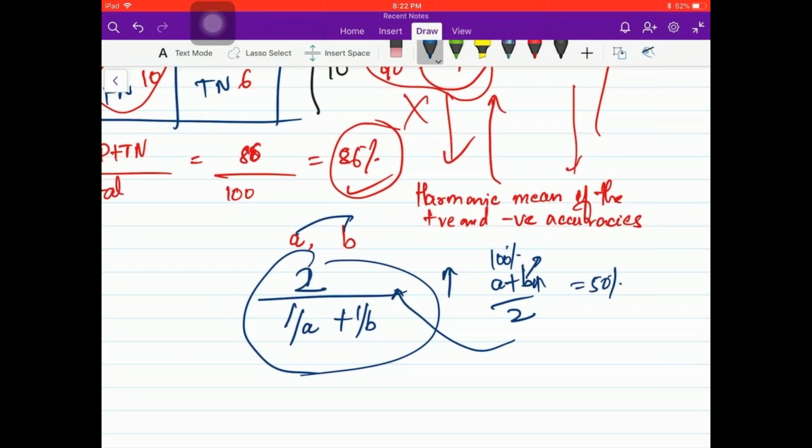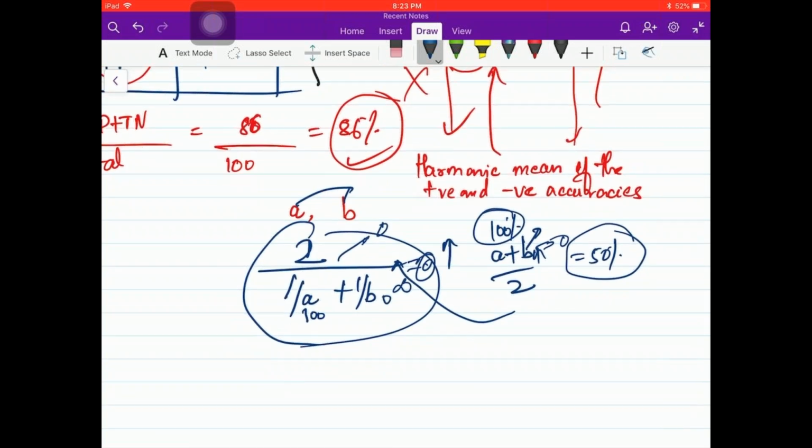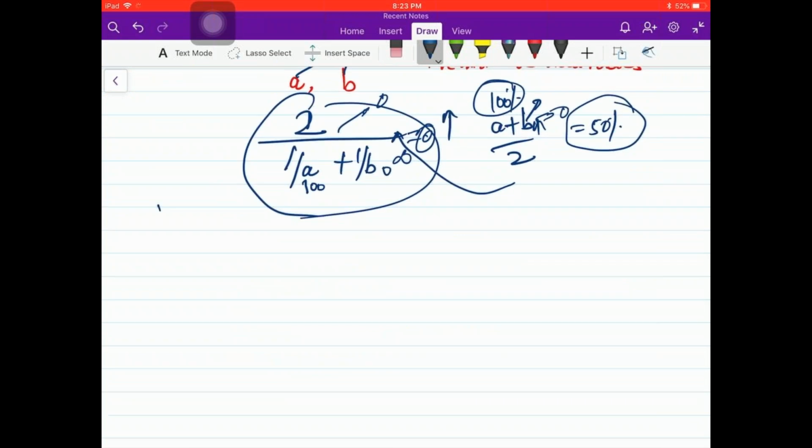So for example, let's say this is 100% and this is 0. So 1 upon 0 is infinite, and something divided by infinite is 0. So it means if one is 100% and one is zero, you're basically getting a zero accuracy. But with the arithmetic mean, you'll get 50% accuracy, right? So that's why whenever you do a classification problem, you try to increase this harmonic mean.